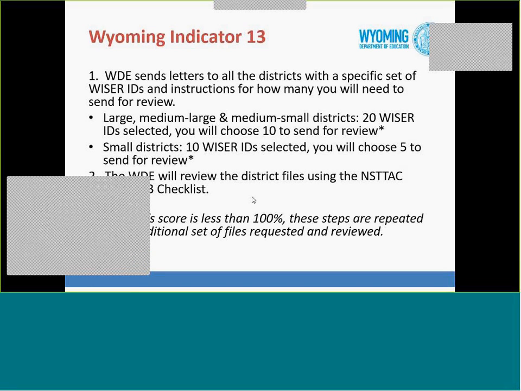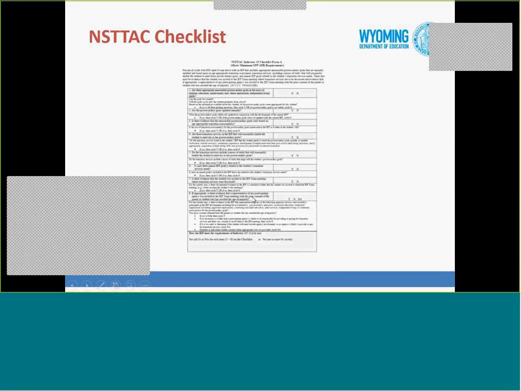All right. So this is what that NSTAC checklist looks like. If you haven't received it, I will provide the link at the very last slide here. But if anybody needs it, please email me and I'll just send it to you individually.